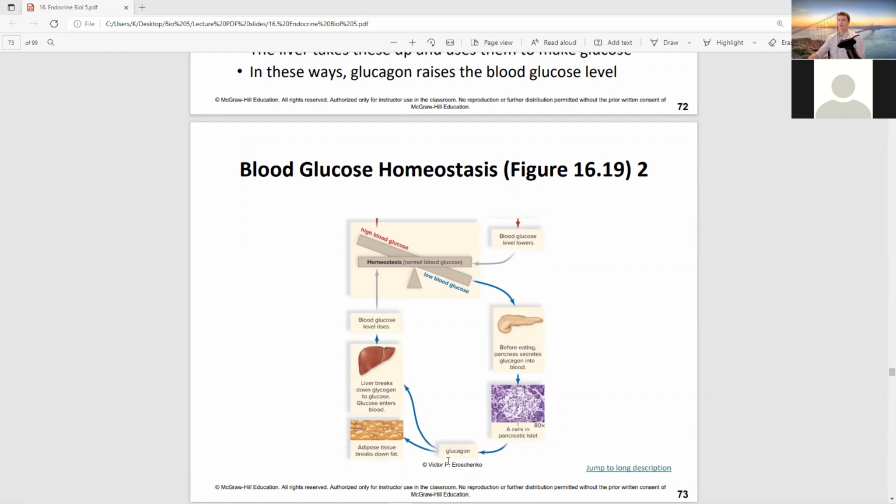Okay, so glucagon is secreted. Adipose tissue breaks down fat. Liver breaks down glycogen to glucose. Glucose enters the blood, and blood glucose levels rise.